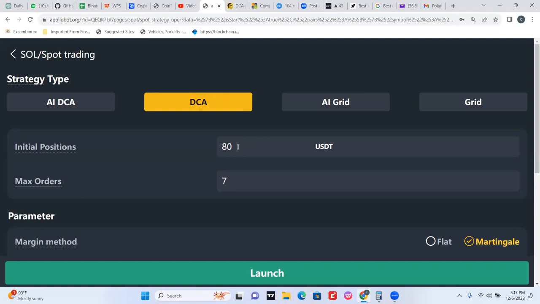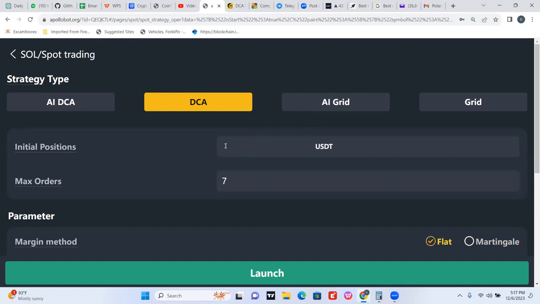So you can see the martingale strategy will demand more of your capital. It's very advantageous for those who have good capital. With the martingale strategy, if your capital is good, this is where you make serious money. But if you don't have good capital, please stick with the flat. You can see flat here.